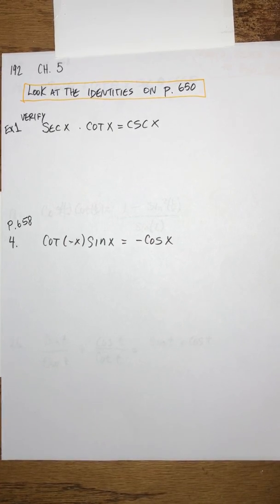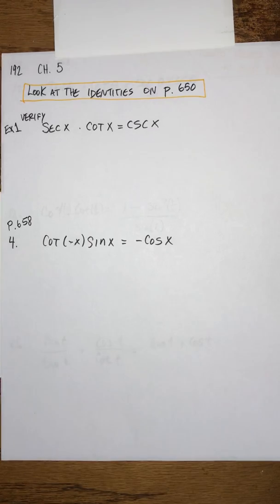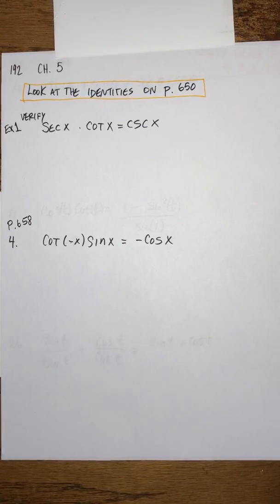It's using this key, which is on page 650, which you should actually keep looking back at. There's an orange box on page 650. It looks a lot like this. It looks exactly like that. And if you look back to that, that'll help you solve these puzzles.